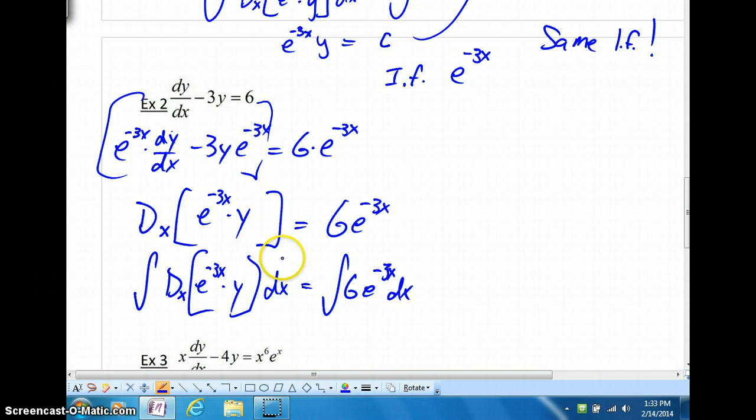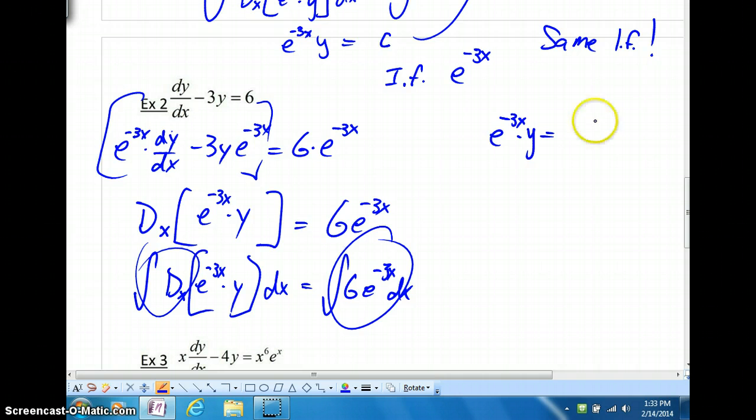The left side, integrate this derivative. We just have e to the negative 3x times y. Help me out on the right side. Ooh, reverse the chain rule. E to the negative 3x, here's your 6, but what are we going to have to divide by? Negative 3. Don't forget a little constant. So here's negative 2 e to the negative 3x plus a constant.